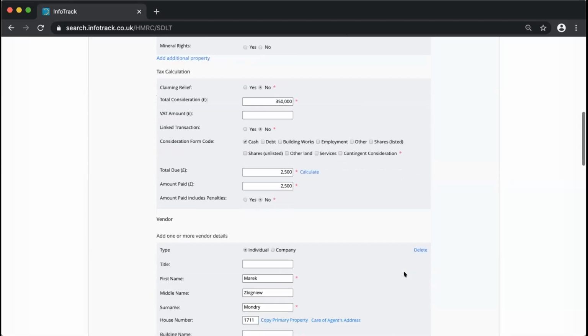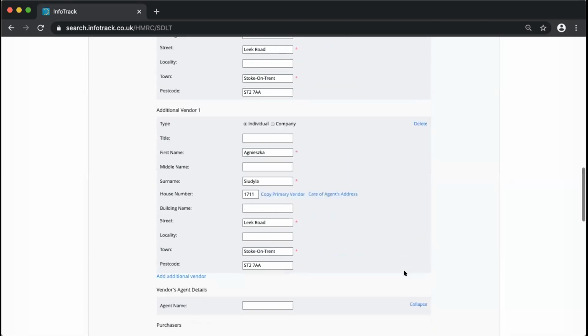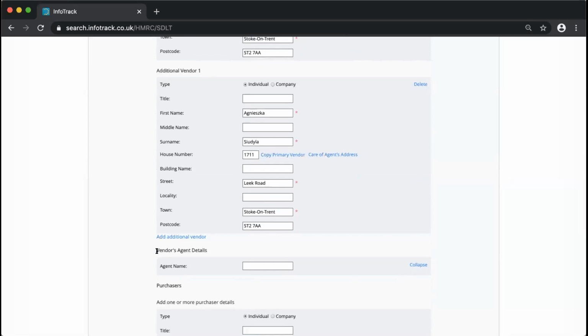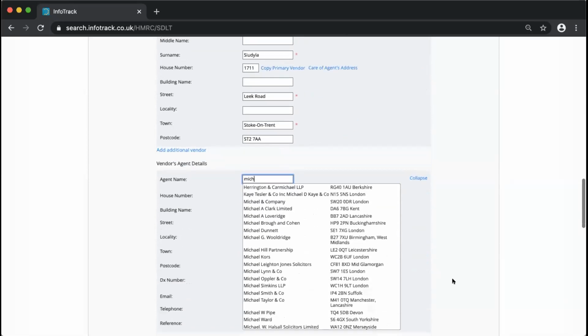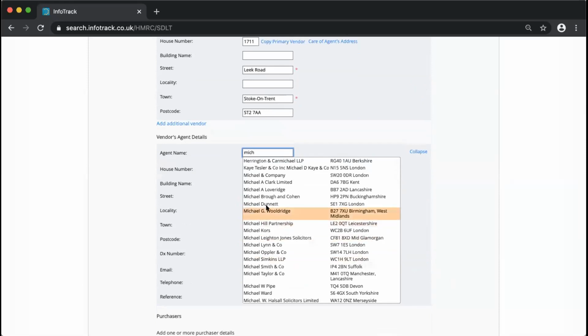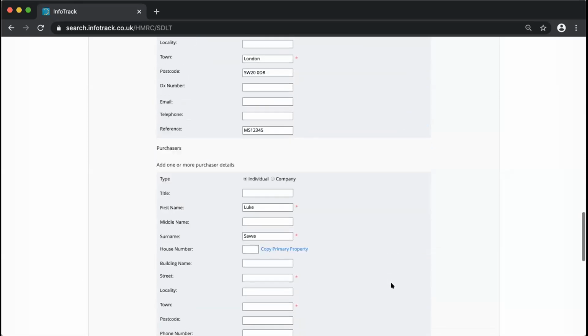As we continue down the form, we'll see that again the vendor's there. And when we see the vendor agent details, we can also start to select a firm's name. Let's just pick any, and that will pop along to a Law Society database that we have in the background, and then include that firm's address to be included in your HMRC submission.